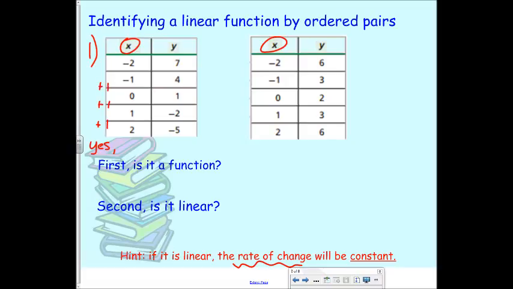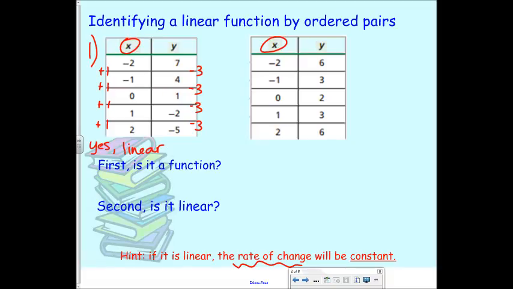So is that a constant rate of change in the x's? Yes. Is it a constant rate of change in the y's? How do I go from 7 to 4? From 4 to 1? From 1 to -2? And -2 to -5? So is that a constant rate of change? Then we would say that this is linear, because there is a constant rate of change in the x's and in the y's. So to tell if it's a function, you just look at your x's. To tell if it's a linear function, you look at the x's and the y's.